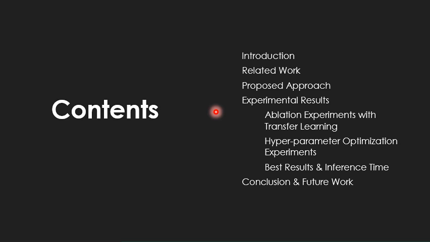The first set of tests was to discover if transfer learning is possible. Second, which are the best parameters for each architecture. Then I will compare the best results of each architecture and inference time and discuss our final choice. Lastly, I will discuss what we concluded and what are our plans going forward.